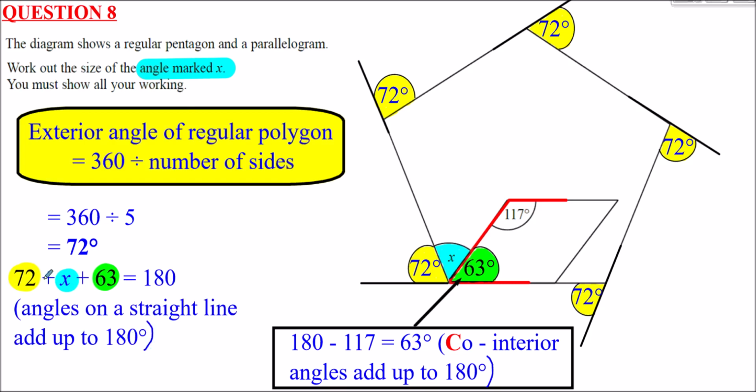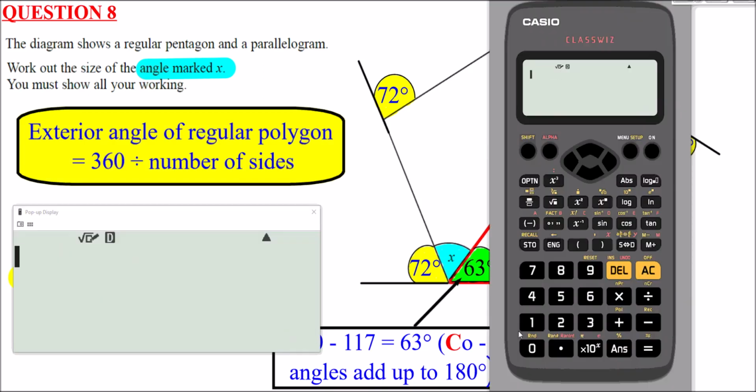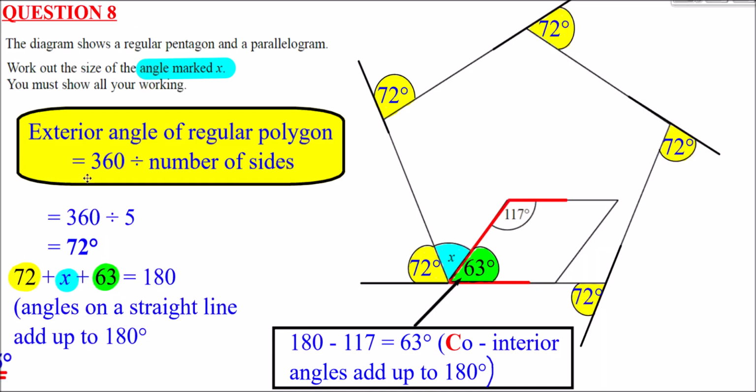And then from this we can rearrange this easily by just doing 180 take away 72 and take away 63. So if we do that, 180 take 72 take 63 will give us x, which therefore is 45 degrees. So the final thing is therefore x has to be 45 degrees.